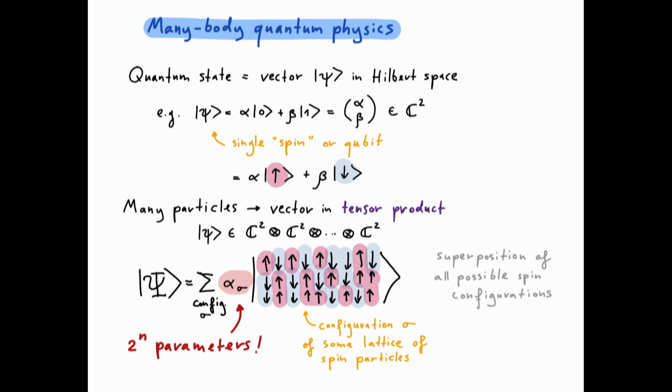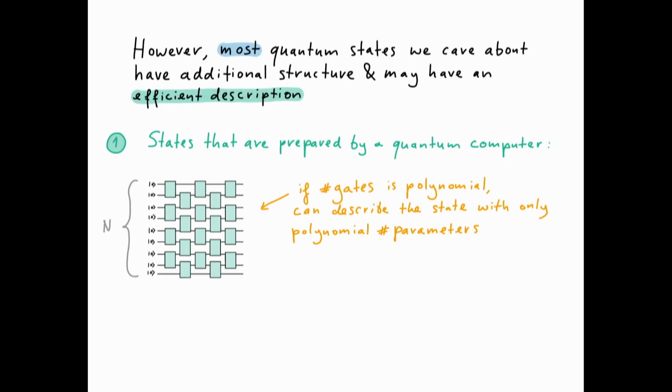So, right, this was one of the original motivations for doing quantum computation, that a quantum computer should be able to store the state in memory, and that's nice. However, this is not the full story, because in fact, most states that you will ever encounter in real life or in real theory, the states that we care about, actually have some additional structure, and they may have an efficient description. So maybe they don't need all of these exponentially many parameters, and there's some more efficient description of them.